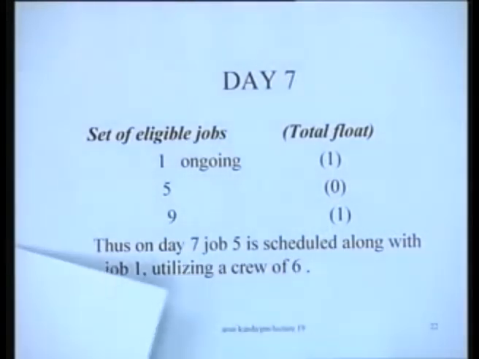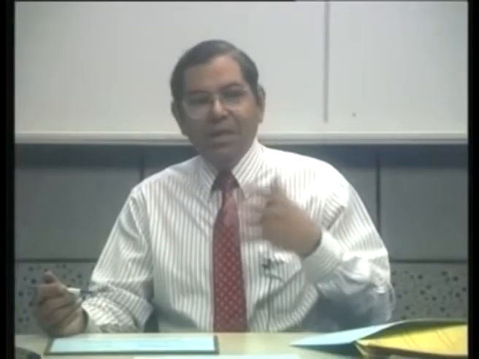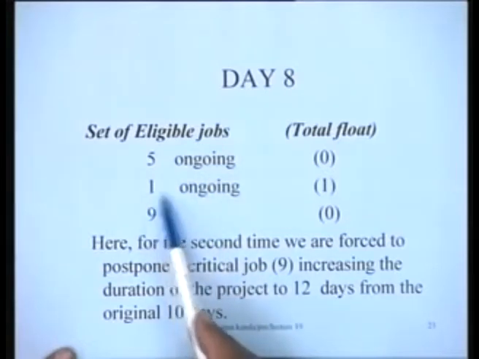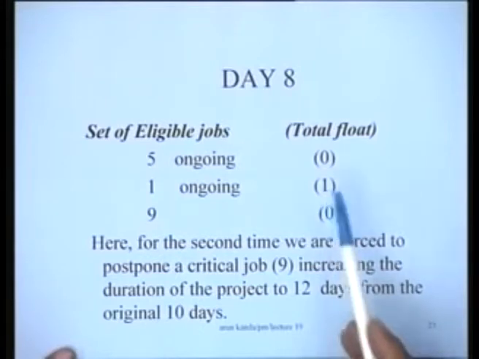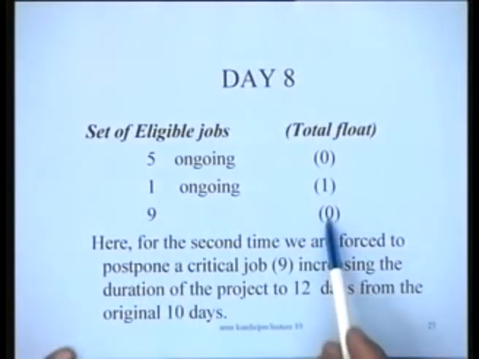So let us see what happens on day 8. You see, it's a dynamic list. Each day the priorities keep changing. If you have not looked after a particular job which has been crying in the past, it becomes more and more critical, and at a certain point of time it asks for attention. That's the kind of thing. On day 8, job number 5 is ongoing, job number 1 is ongoing. This has a float of 0 and this has a float of 1. And job 9 at this stage, because we did not schedule it on the previous day, has now become a critical job.